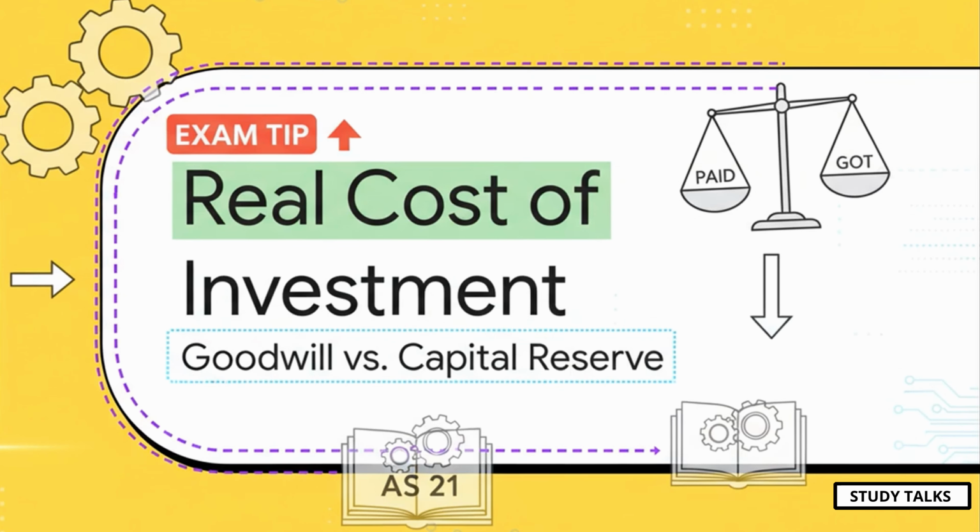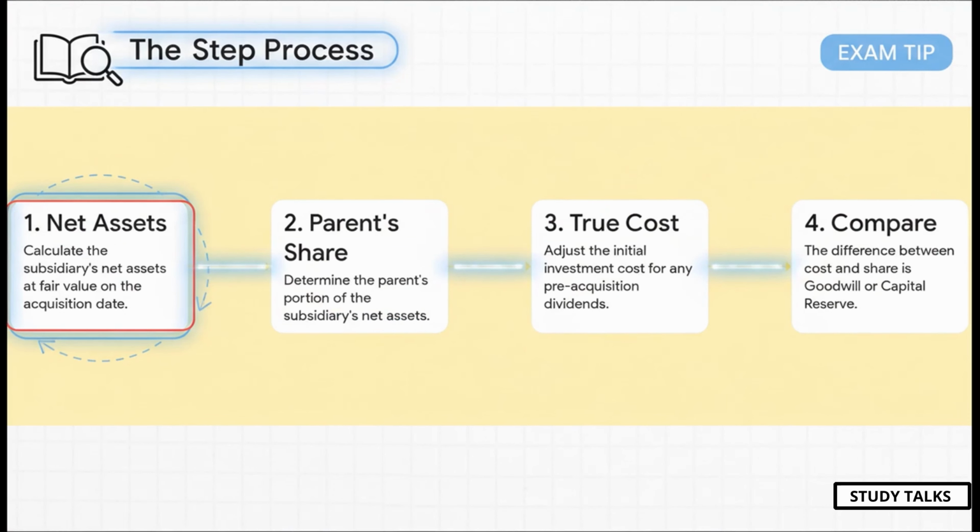All right, first step, the real cost of investment. Look, this is ground zero for every single consolidation question. If you mess this part up, your balance sheet will never tally. It all boils down to one simple idea, comparing what you paid with what you actually got. And we're going to use this exact four-step formula every single time. Seriously, memorize this. It's your key to solving any goodwill or capital reserve problem. We'll walk through it using illustration 3 from the ICAI material so you can see it in action.